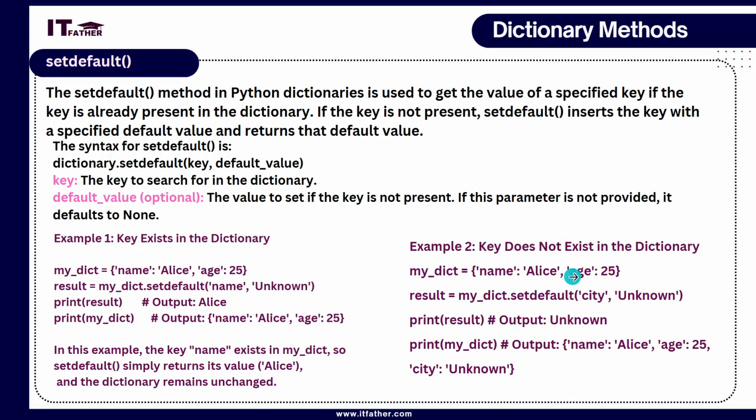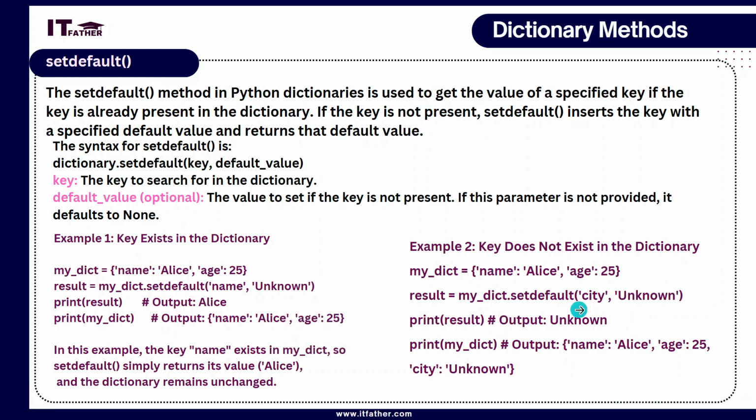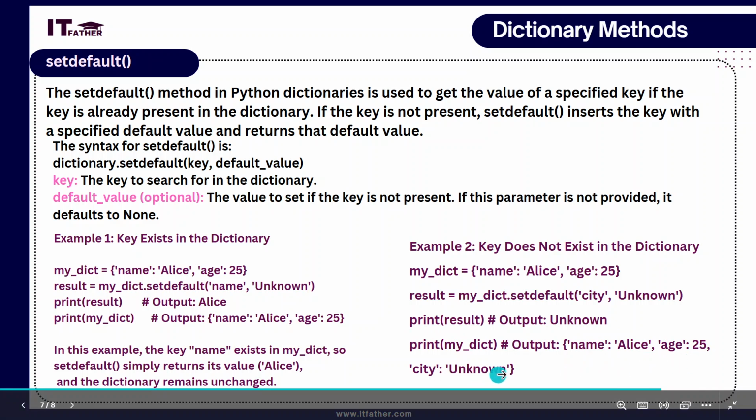In this example the key name is already existing, so setdefault is simply returning its value and the dictionary remains unchanged. But in example number 2, if the key doesn't exist, then what will happen? If you are using setdefault with the city key, which is not there, with unknown, then you can see name Alice, age and city is coming. So let's do the practical of this concept also.